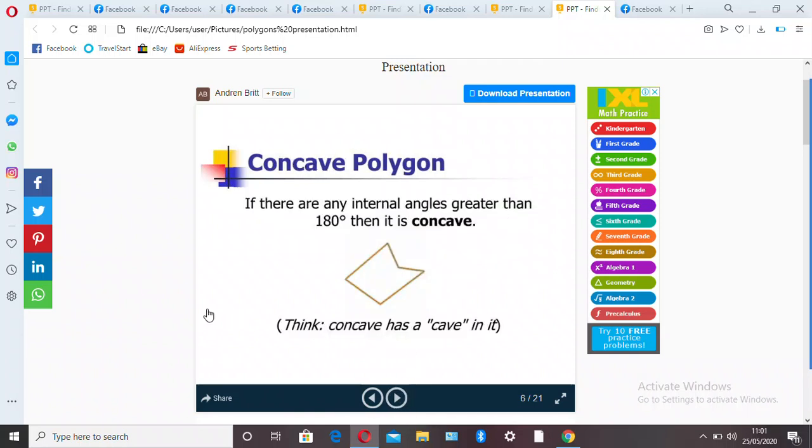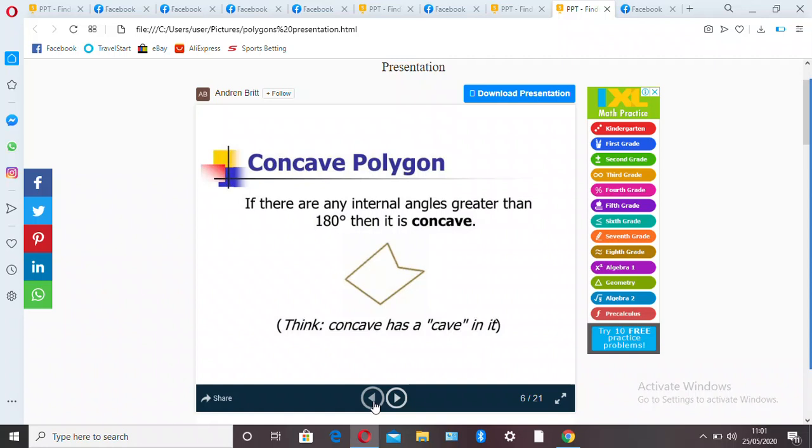So let's look at a concave. I know you have heard the word cave before. Have you heard of the word cave before? Just let it settle in your mind. That's what we use to differentiate. If there are any internal angles greater than 180 degrees, then we'll say that it is a concave polygon. Look at this. This one has angles pointing inward, like a cave, caving in. So they gave you a tip there saying that concave has a cave in it. Look at this coming inside, coming inward.